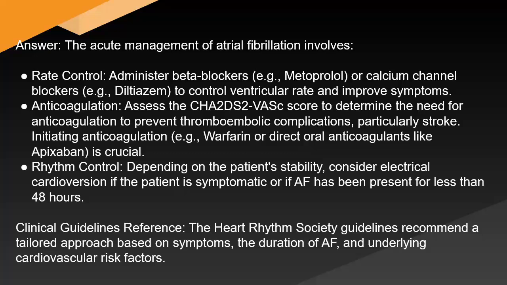diltiazem, to control ventricular rate and improve symptoms, anticoagulation. Assess the CHA2DS2-VASc score to determine the need for anticoagulation to prevent thromboembolic complications, particularly stroke. Initiating anticoagulation, e.g. warfarin or direct oral anticoagulants like apixaban, is crucial. Rhythm control.